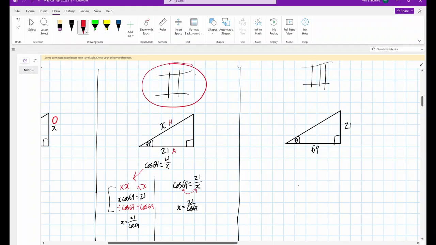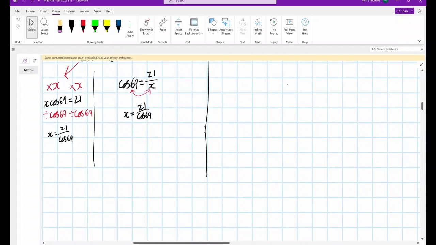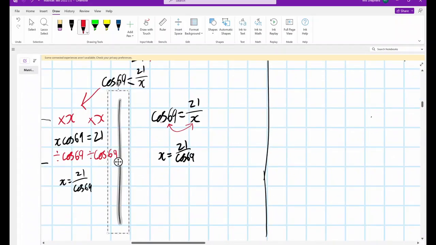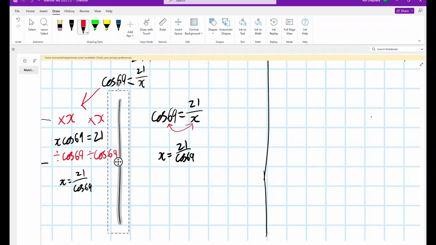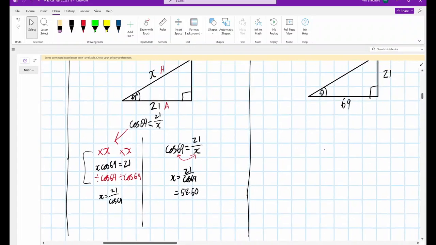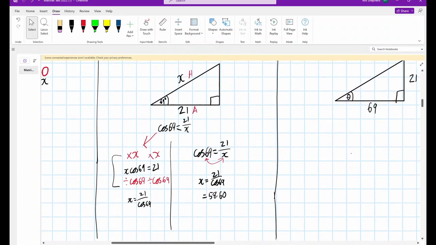Type 2 trig question, type 2, the old switcheroo. So we simply swap the cos 69 degrees, or whatever our trig function is, with our unknown, and we get x is equal to 21 over cos 69 degrees there, and then we put that into the calculator. 21 over cos 69 degrees. And we get, to 2 decimal places, 58 point, well, to 2 decimal places it would be 60 because it rounds up there. So type 2, the old switcheroo.